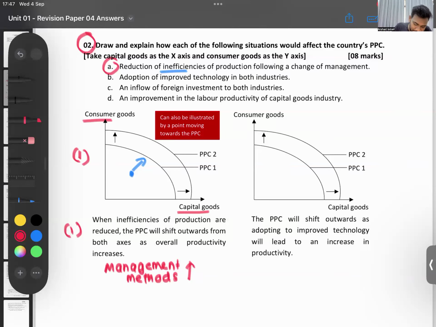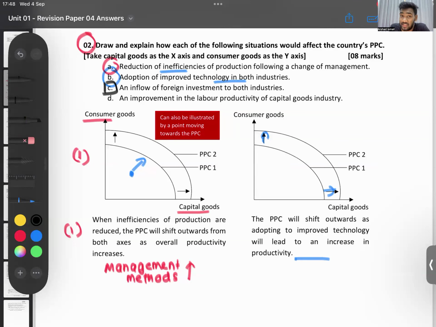Then the second one, B is saying adoption of improved technology in both industries. That is easy. Both the industries have got new technology. So new technology means productivity will improve. PPC will shift to the right, have a small explanation as well. Third one, inflow of foreign investment. How do you think that is shown now?